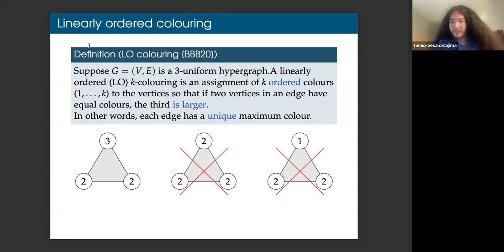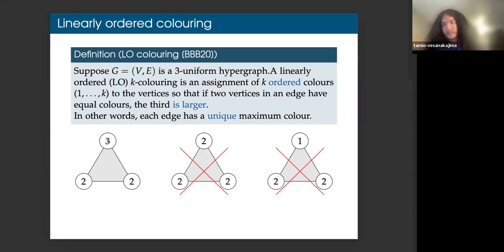Here I have 3 examples, rather 1 example and 2 non-examples. Here we see you have in one edge 2, 2, and 3. This is okay. The 2 smaller things are equal, but the third thing, the 3, is larger. Here we have 2, 2, 2. All 3 of them are equal. This isn't a properly LO colored edge. Here you have 2, 2, 1. Here, the maximum isn't unique. 2 appears twice. So this isn't a proper LO coloring.